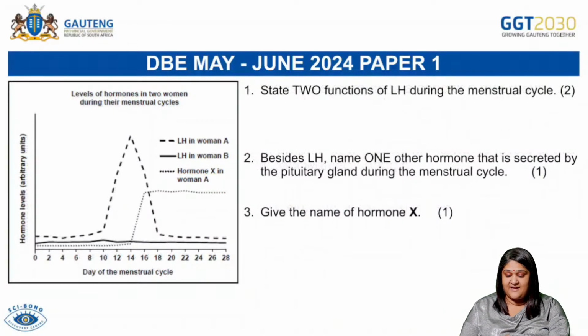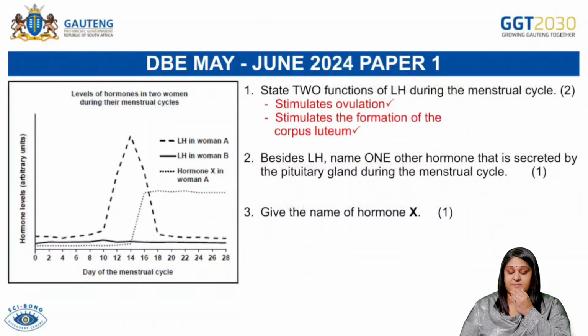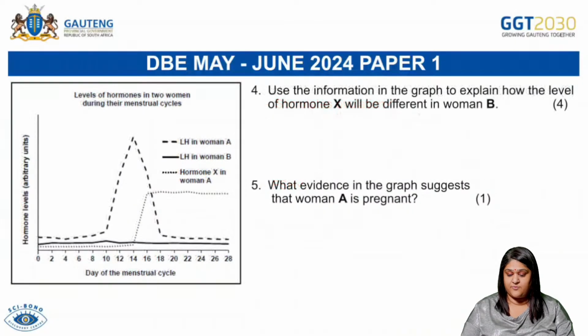State two functions of LH during the menstrual cycle. Yeah, now you know this because we just did it. It stimulates ovulation and stimulates the formation of the corpus luteum. Besides LH, name one other hormone that is secreted by the pituitary gland during the menstrual cycle. So we spoke about LH, the other one is FSH. Give the name of hormone X. So we spoke about that. It is progesterone. Okay? And why? Because, like I said, it increased after day 14, right? Because it's from the corpus luteum.